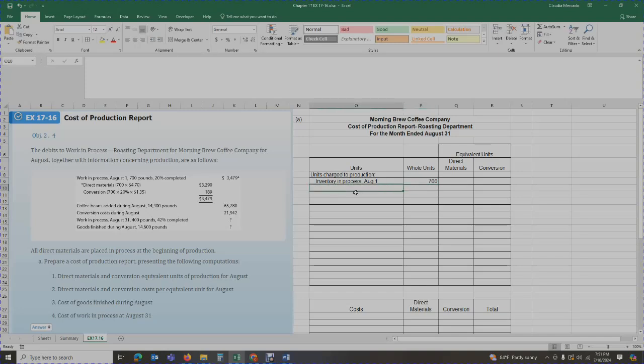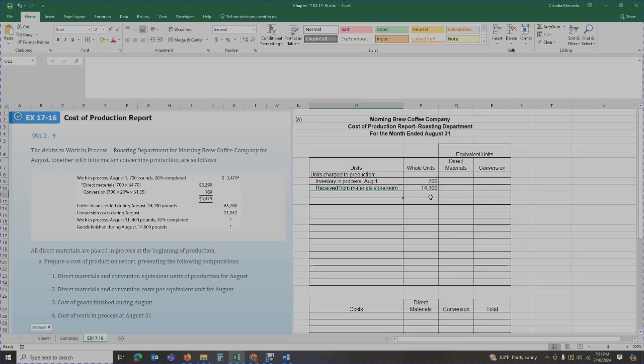Now we need to figure out what was received from the materials storeroom. So we started off with 700 pounds of coffee beans. And how much more did we get during the month of August into production? According to the problem, there was 14,300 pounds of coffee beans added during the month of August. That is provided to you there in the problem. So we've got 14,300 pounds of coffee that were introduced into the process in the month of August.